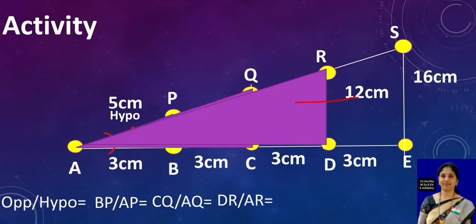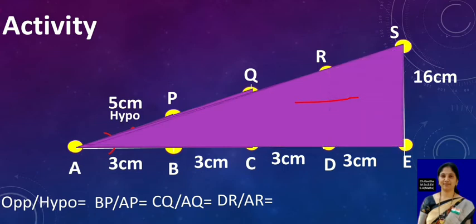And now consider the other triangle, that is AES. Here also we get the same one, that is the ratio of opposite by hypotenuse. Here we get ES by AS. The ratio is same here. So when we consider, without changing the angle A, the similar triangles, these are right angled triangles, so the ratio of opposite by hypotenuse is same.